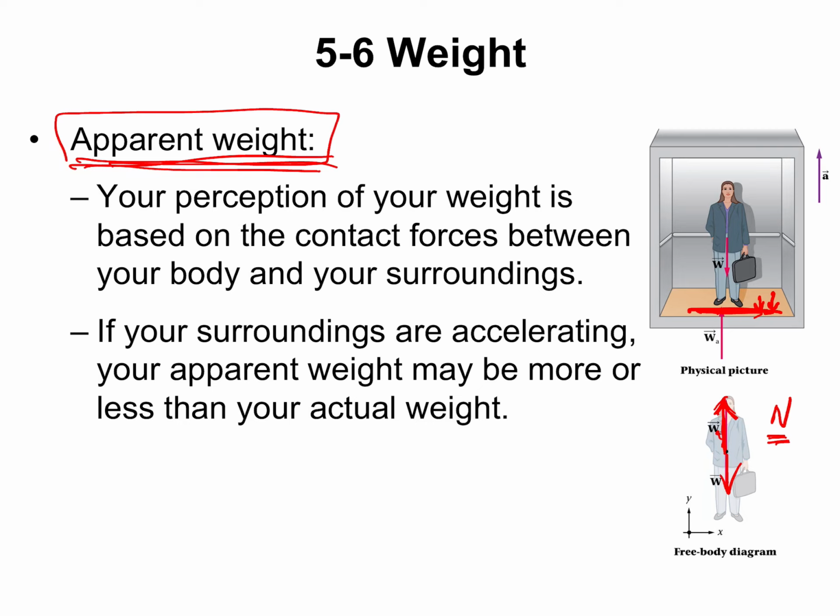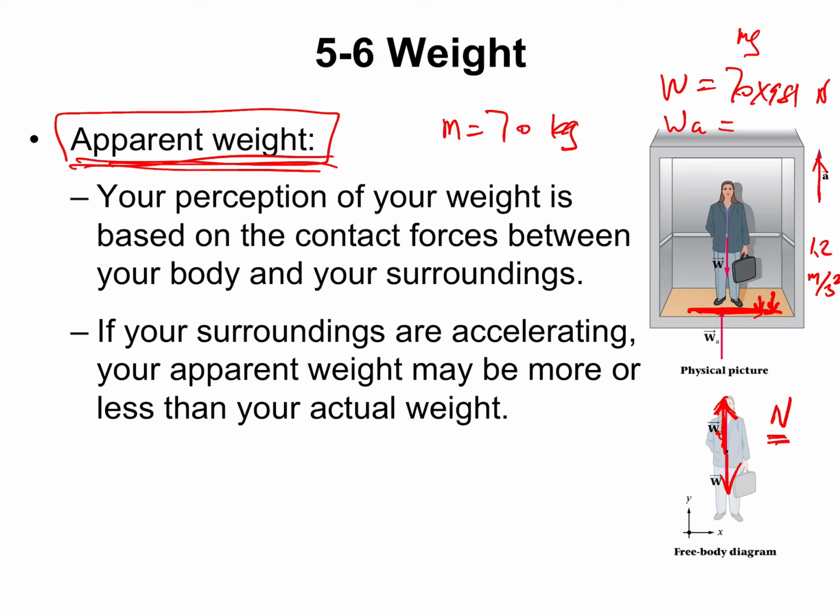For this example, you are inside of an elevator. What is your apparent weight? The elevator moves up with acceleration 1.2 meters per second squared, and assume your mass is 70 kg. So what is your weight? Your weight is 70 times 9.81, which is mg. And what is your apparent weight?